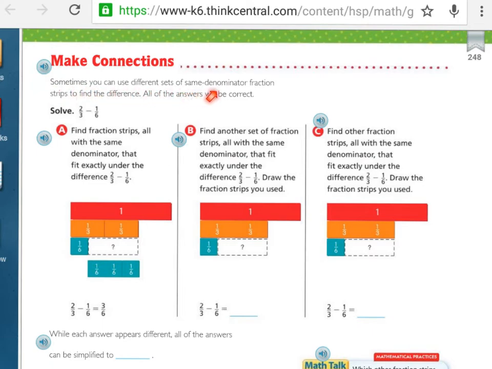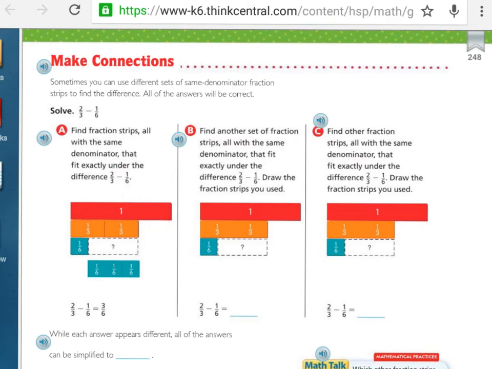Sometimes you can use different sets of the same denominator fraction strips to find the difference, and all of the answers are going to be correct. So let's solve 2/3 minus 1/6. We're going to find the fraction strips, all with the same denominator, that fit exactly under the difference of 2/3 minus 1/6.